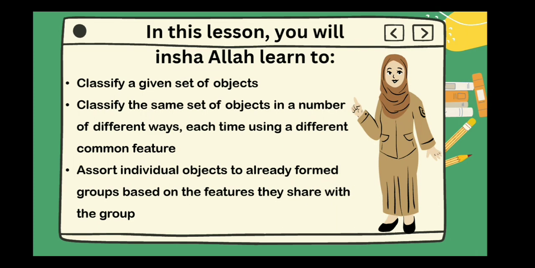These are the objectives that inshallah we will try to achieve in this lesson. Classify a given set of objects. Classify the same set of objects in a number of different ways, each time using a different common feature. Assort individual objects to already formed groups based on the features they share with the group. So these are the objectives that we will inshallah achieve today.